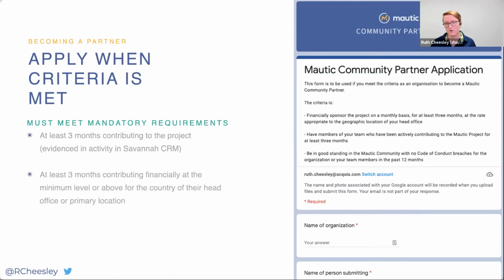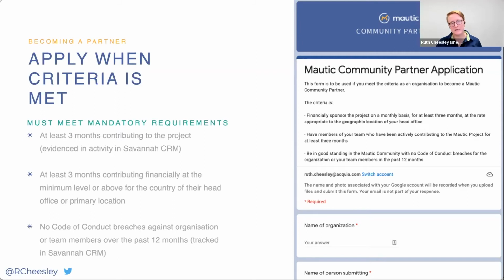At least 3 months of contributing financially at the minimum level or above for their country of their head office or their primary location. So some people who are in countries where it's actually less than $100 prefer to donate at $100. That's awesome. But they only have to hit the minimum to be eligible. And we added in the ability to check to see if they have any code of conduct breaches against either the organization or the team members who work for the organization over the past 12 months. And we also track that in Savannah.